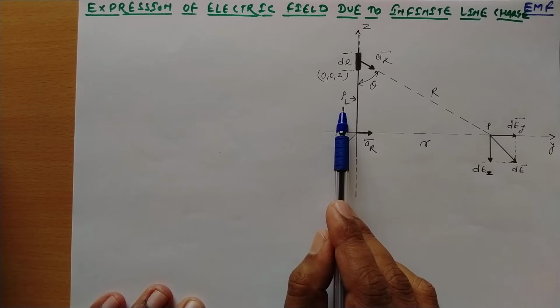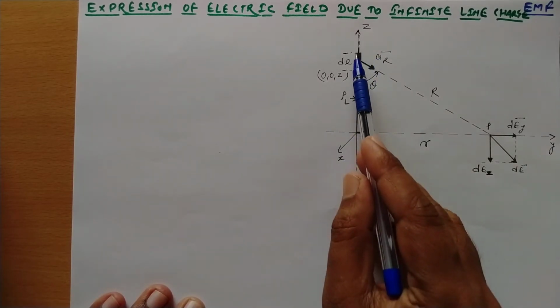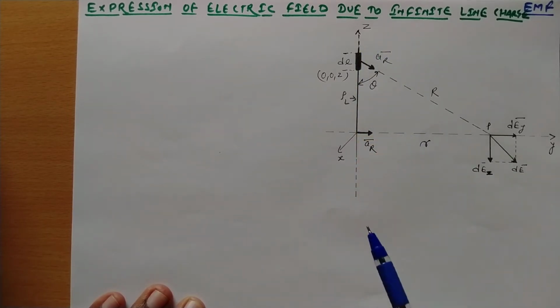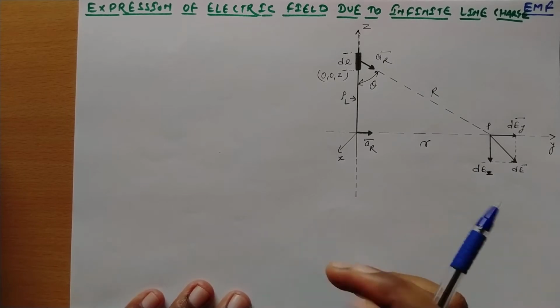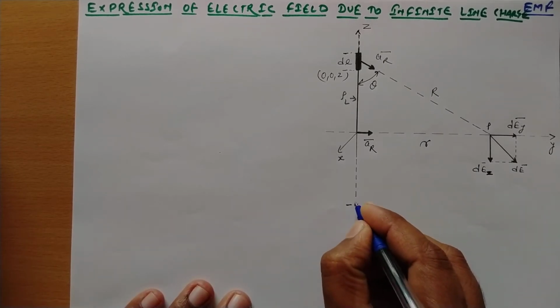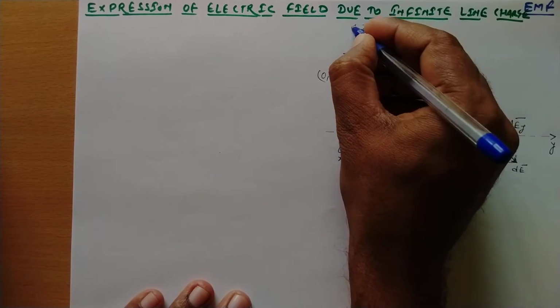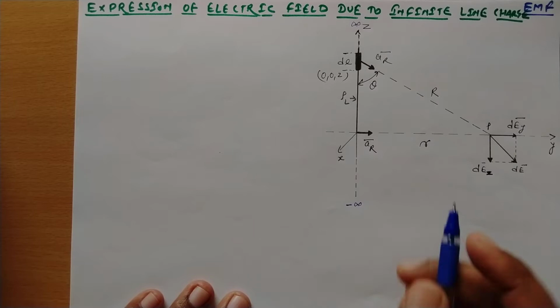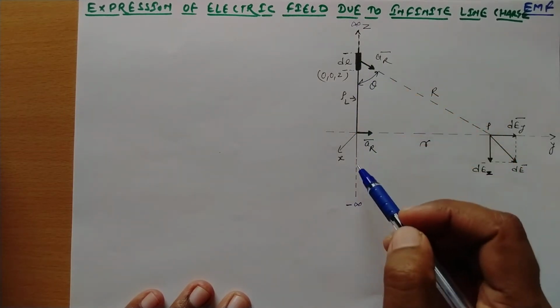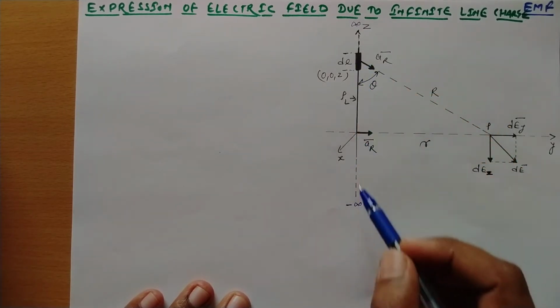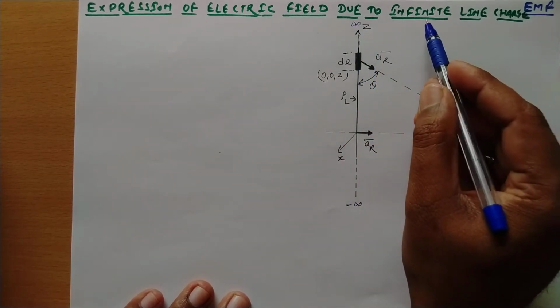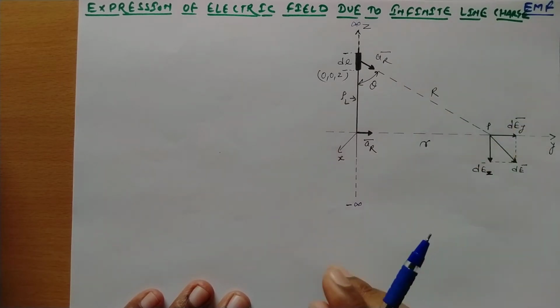per meter. We'll take this infinite line charge along the z-axis, varying from minus infinity to plus infinity. Hence it is called the infinite line charge, because the distribution of the line charge on the z-axis is from minus infinity to plus infinity, so that's why we call it the infinite line charge.